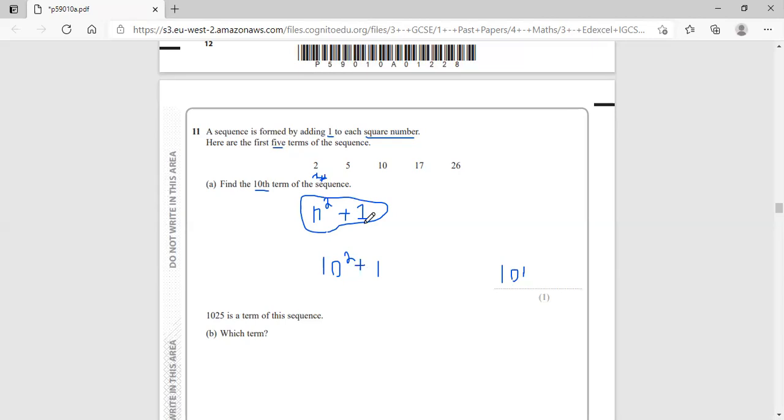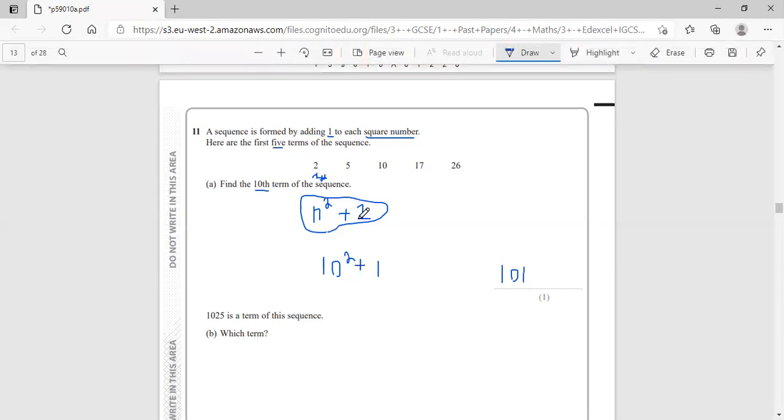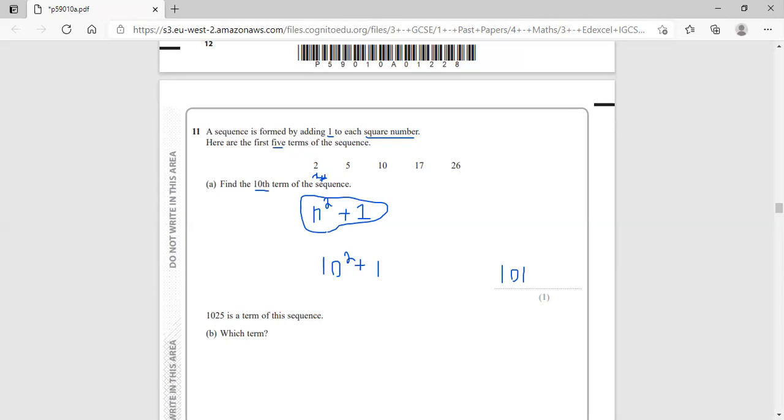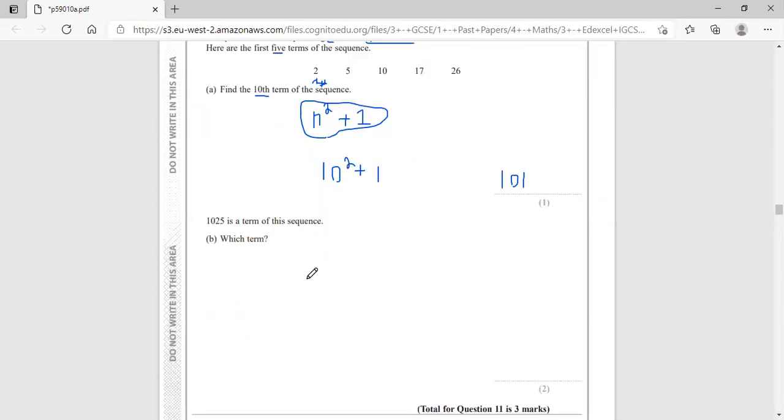You didn't really need to do the nth term there, but it's just to show you what's going on. This is where you would have needed the nth term. We've got our nth term, n squared plus 1. 125 is a term of the sequence. Which term is it? What you need to do to work this out is write out an equation. You write our nth term equal to the term in the sequence. Now we can work out what term it is by rearranging.